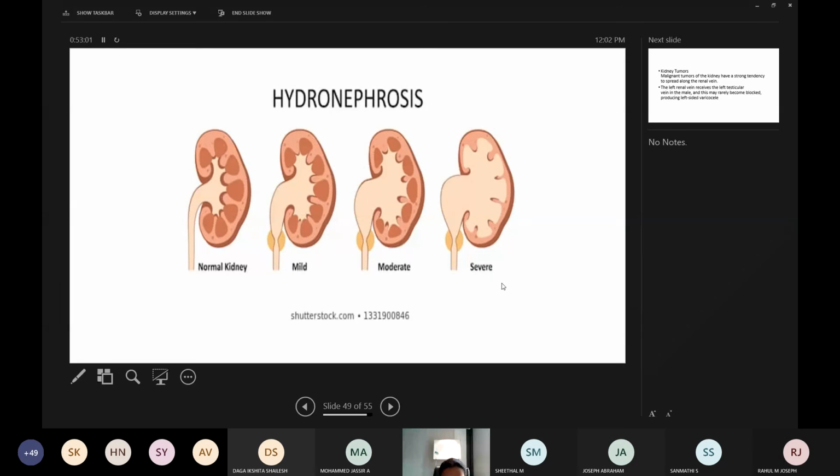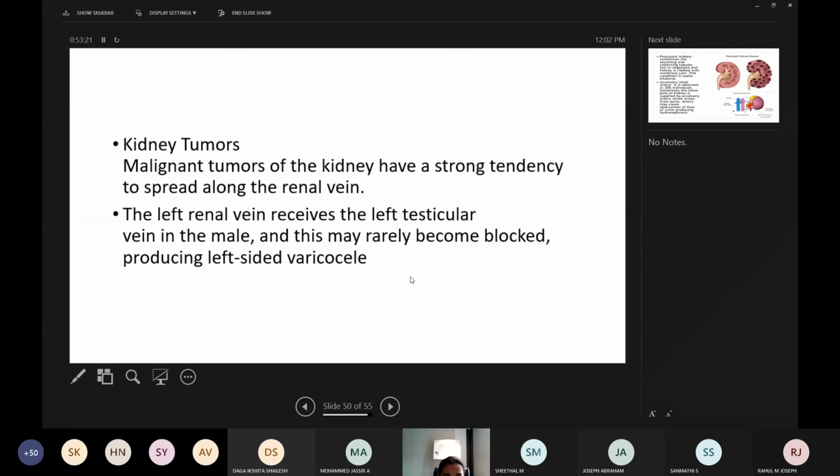In case of severe hydronephrosis, hydronephrosis is a condition where the ureter is blocked and there is a backflow of urine into the pelvis. It is enlarged and even the minor and major calyces are enlarged to form club shaped. That is the hydronephrosis. In kidney tumors, numerous benign and malignant tumors are common. The malignant are seen in the kidney tumors.